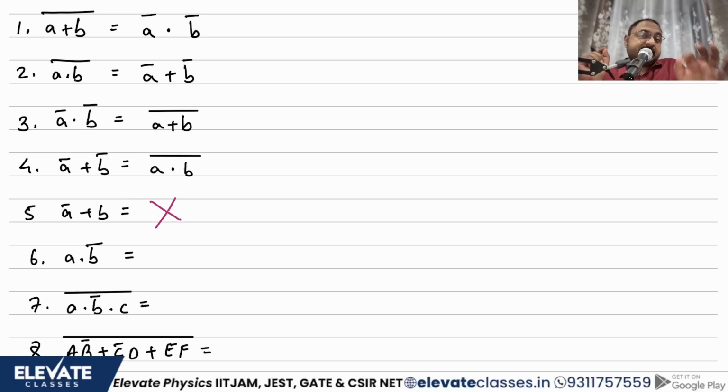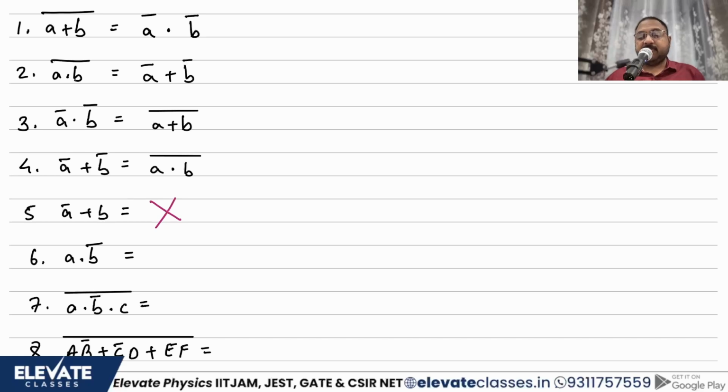That gives us an exception as to when we cannot use De Morgan's theorem. Not exactly an exception, but when can you use De Morgan's or when can you not use De Morgan's? See, the point is you should have a complement operator over two variables or separately over two variables. Now that 2 can be extended to 3, 4, 5, 6 and so on. Only then can you apply De Morgan's.